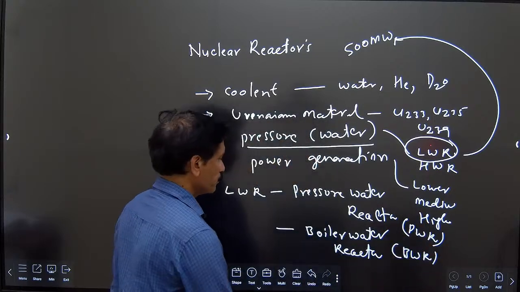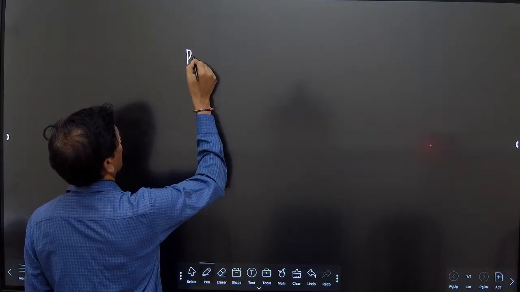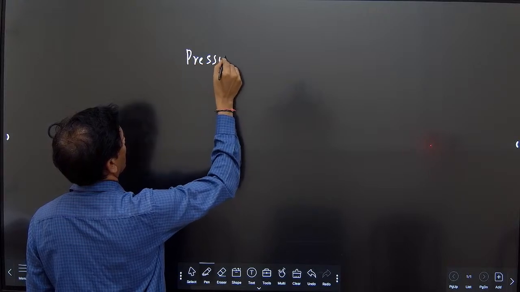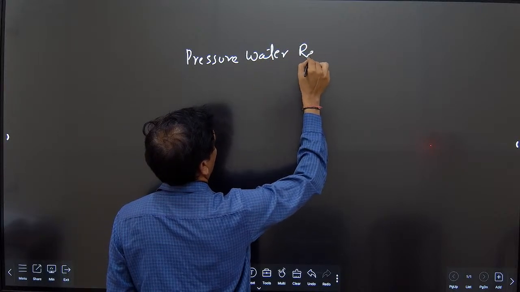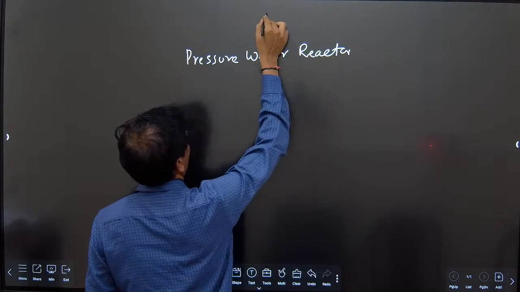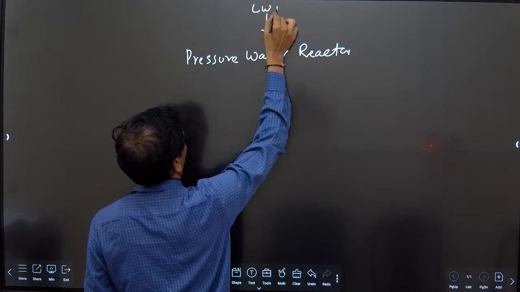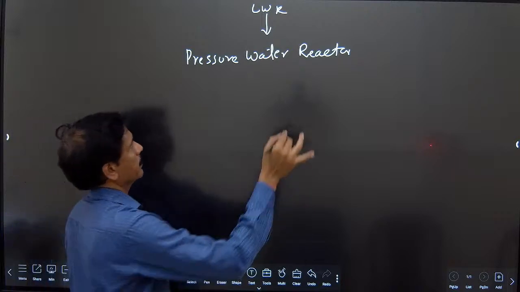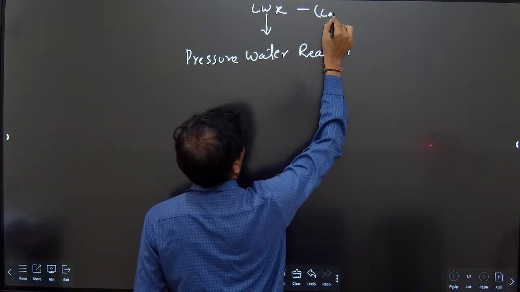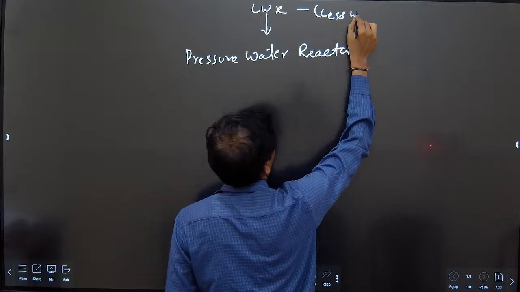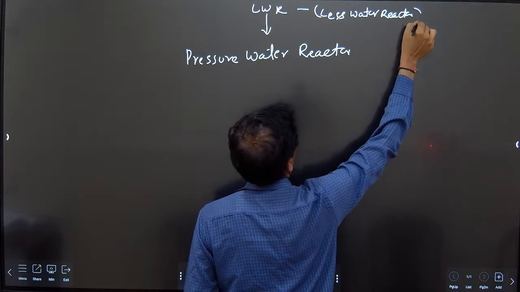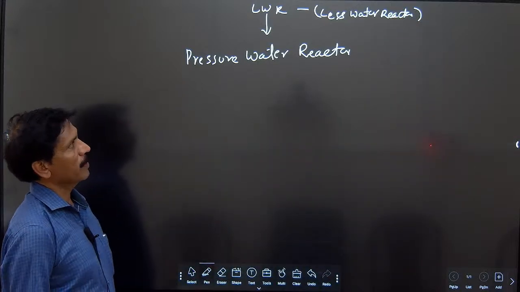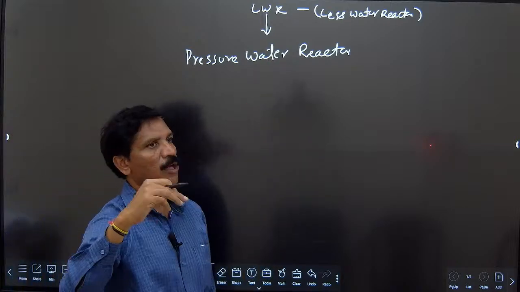See here, pressurized water reactor. It is under the classification of LWR, light water reactor. Pressurized water reactors, so this is the first case. The second case is the BWR.